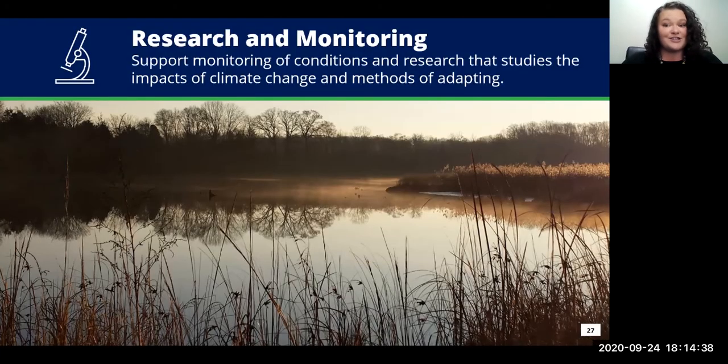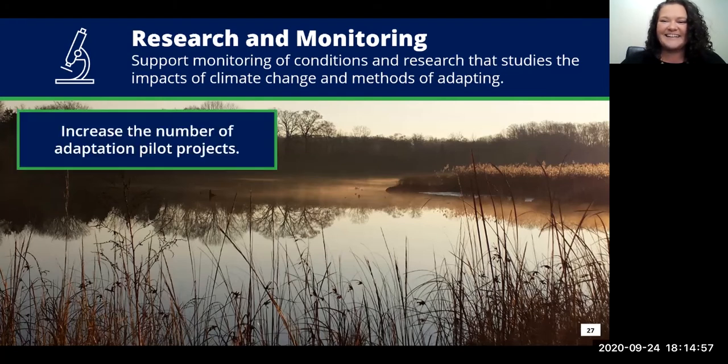Our next recommendation is to support the monitoring and research of the impacts of climate change and adaptation actions. This work can be used to help guide decisions to ensure state resources are managed as efficiently as possible.